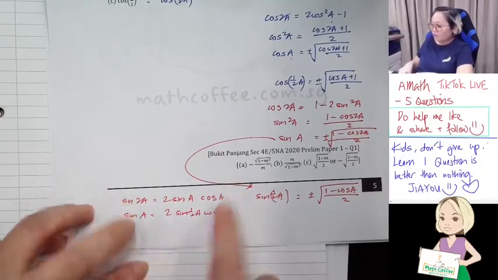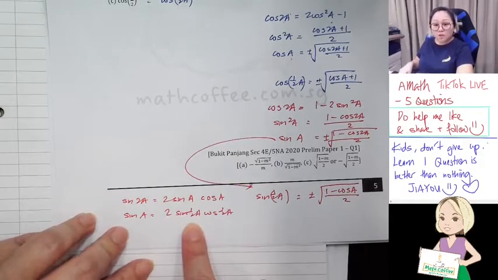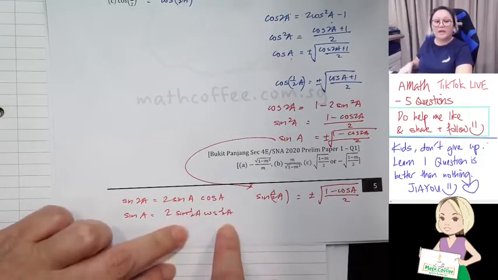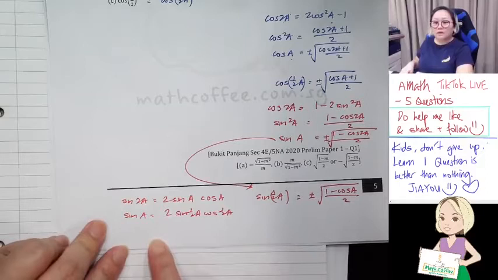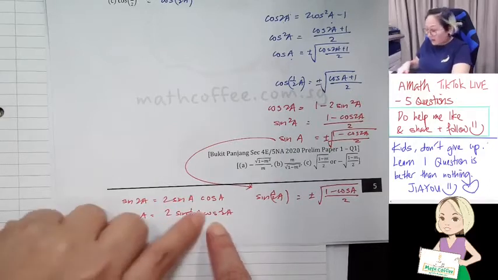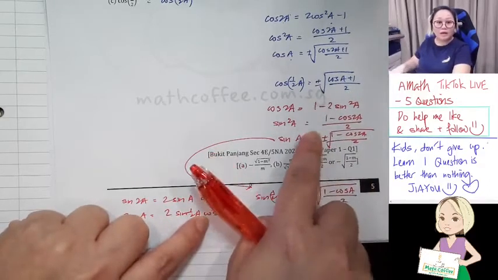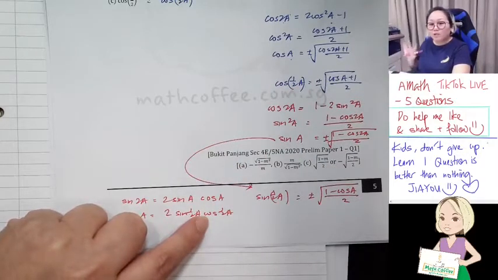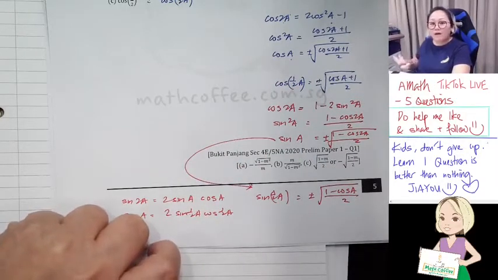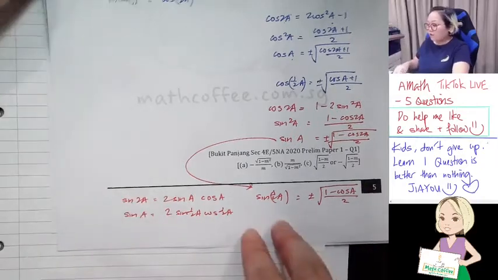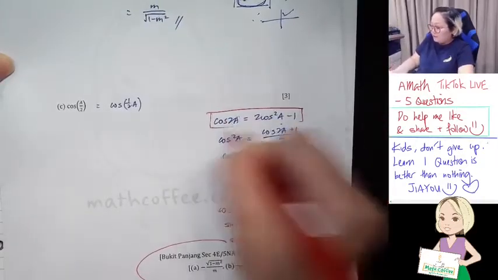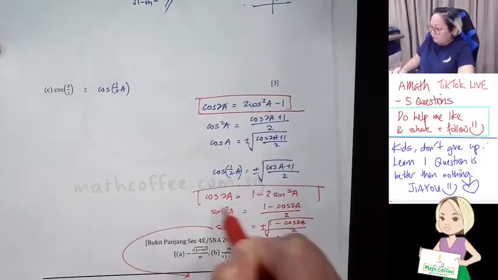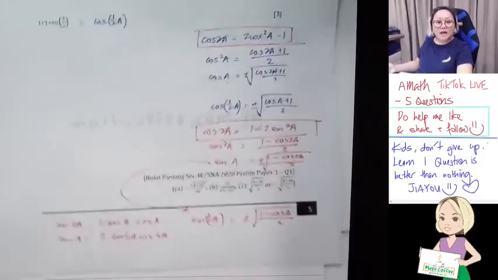Then you go and use this formula. The bad news is you need to spend time to find your cosine half A first. Then you can use this. It will take a long time, you understand? Because in order to solve cosine half A, you have to apply this formula again. So it's like too many formulas. So the trick is, be it sine half A or cosine half A, you always use the double angle formula for cosine 2A. Understand?